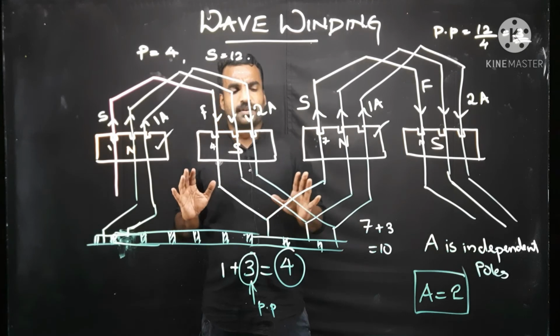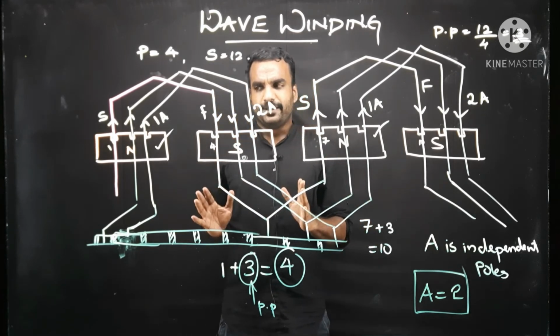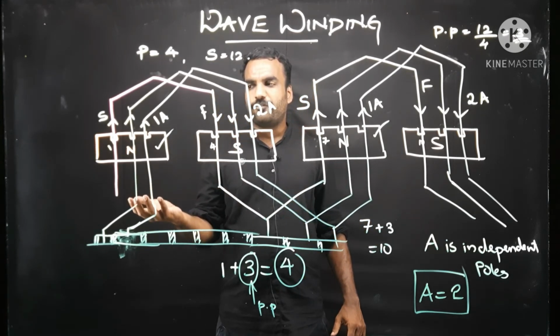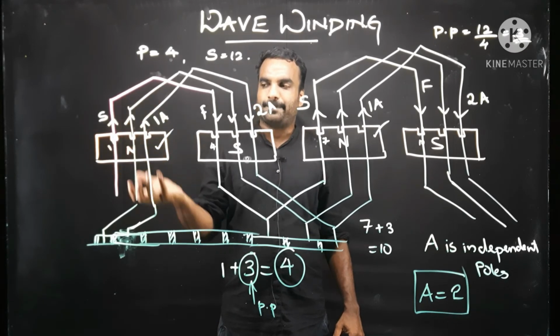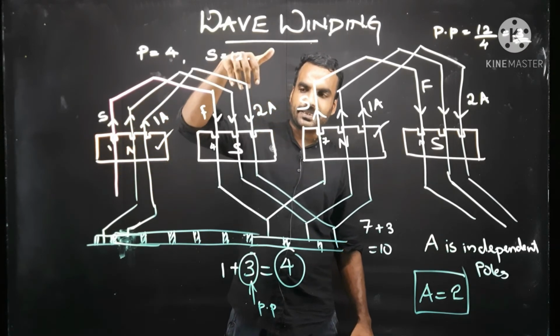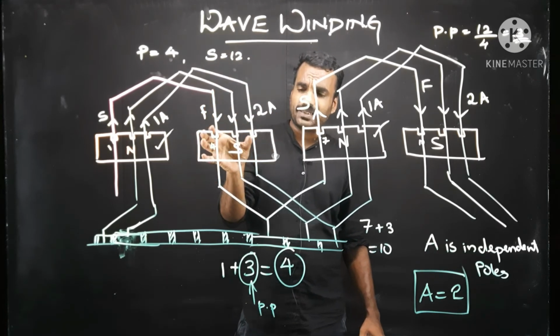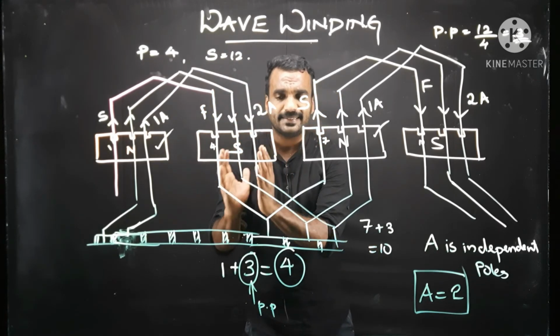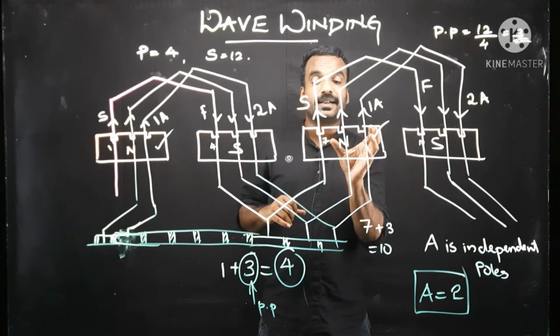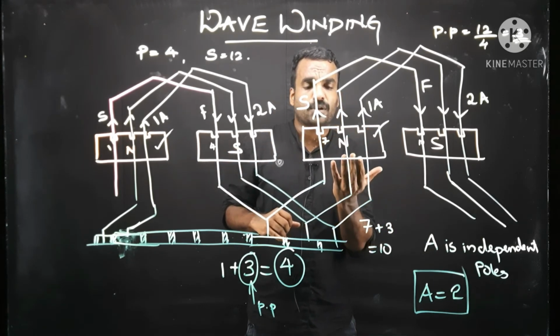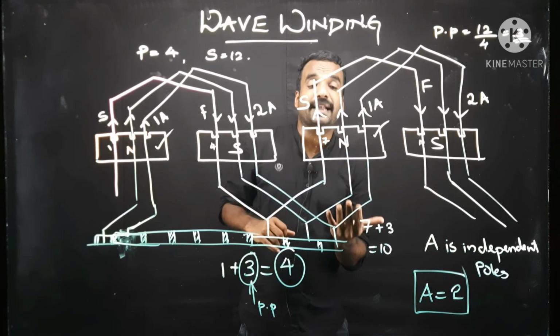So in lap winding, you are counting the first group as the first parallel path upside, and the conductors in south are grouped as the second parallel path, and these sets were not directly connected. That's why the second north pole will contribute another parallel path.